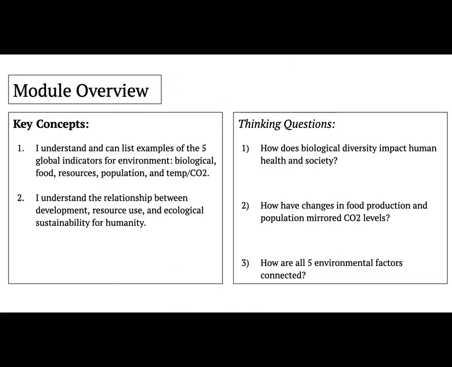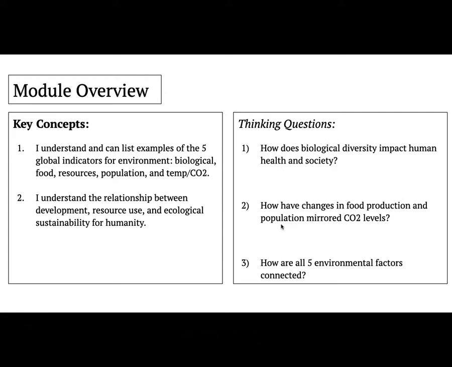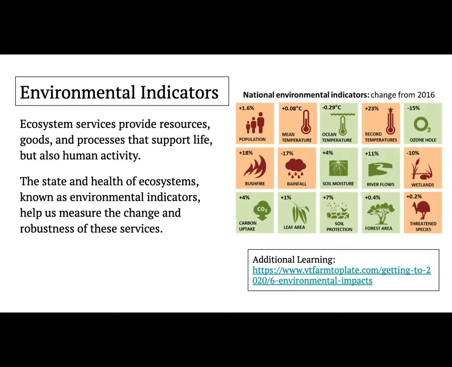So to get us started, here's our key concepts for the modular overview. What are the 5 different indicators for environmental health? And what is the relationship between development, resource use, and ecological sustainability for humanity? There's a couple of thinking questions that I want you to consider as you have read Module 2 and you explore these ideas more in this video.